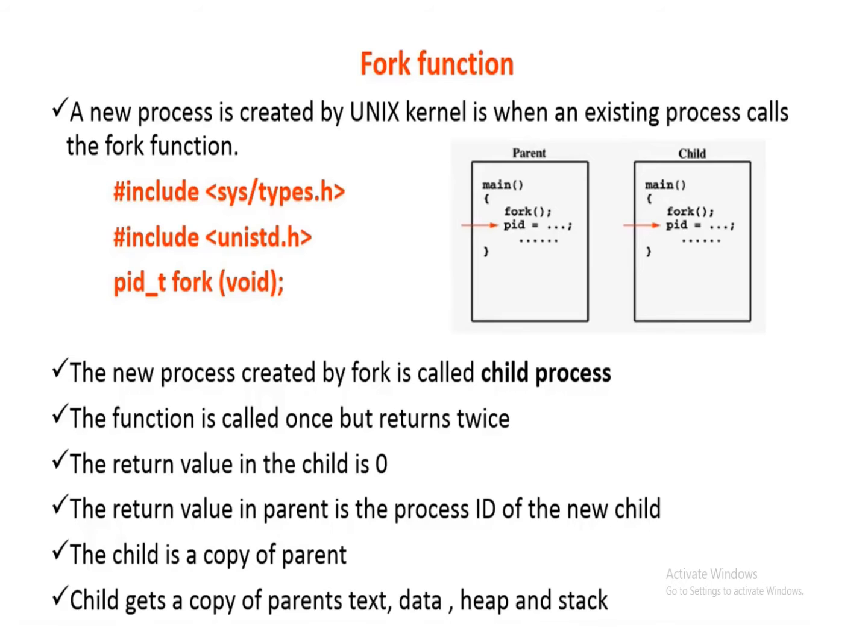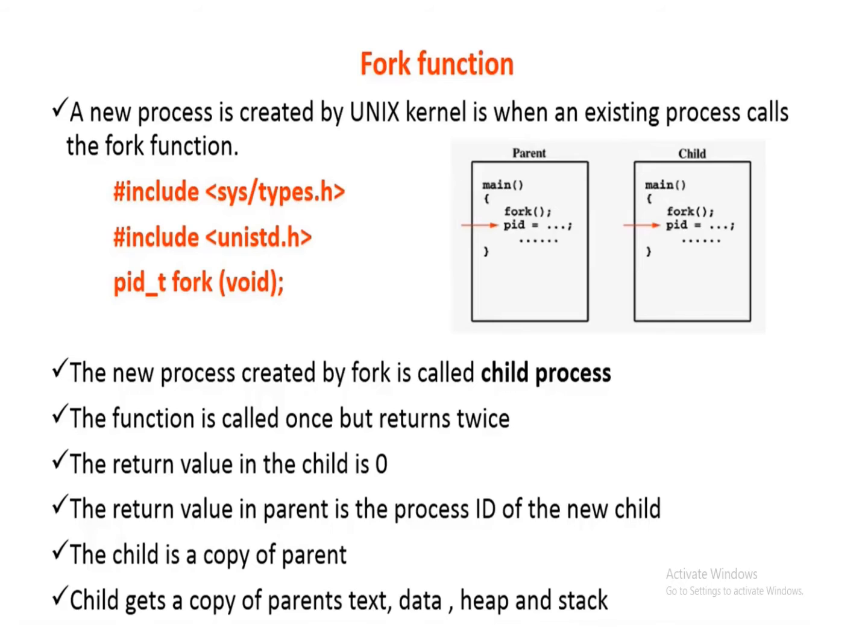Here I already have one process, that is my parent. In that I am going to call fork. Whenever I call the fork function, another process will be created. The newly created process is called the child, whereas the previous one is called the parent. The function fork is called once, but it returns twice.